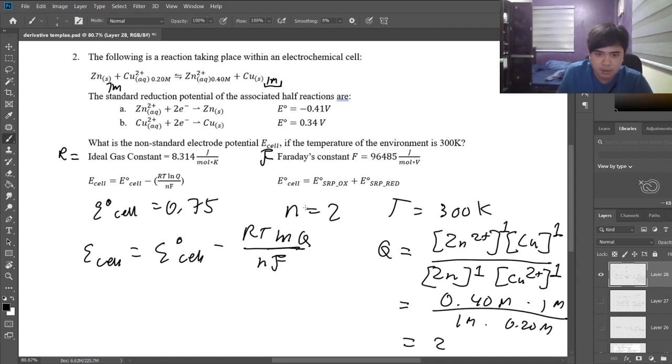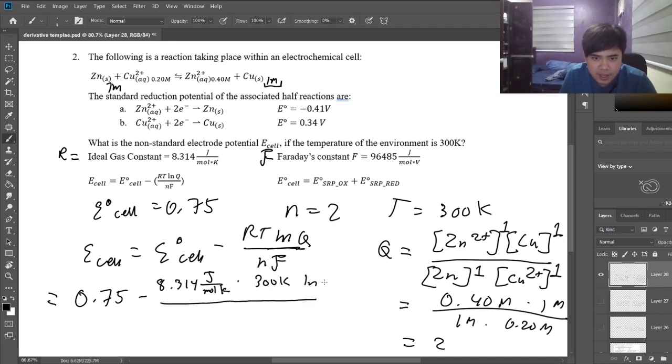We have everything now. So we have n, we have F, we have T, we have R, we have Q, and we have E standard cell. So let's find E cell. So this is 0.75 minus R, which is 8.314 joules per mole Kelvin, multiplied by the temperature, which is 300 Kelvin, multiplied by ln of 2, divided by n, which is 2, and then by Faraday's number, which is going to be 96,485 joules per mole Kelvin.